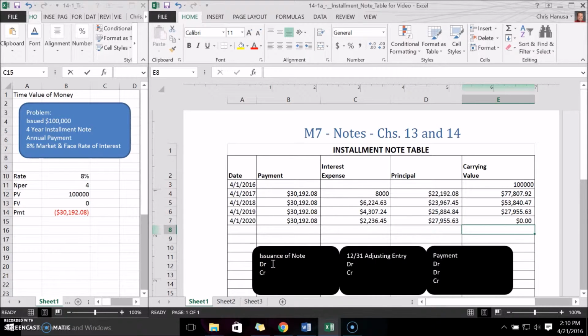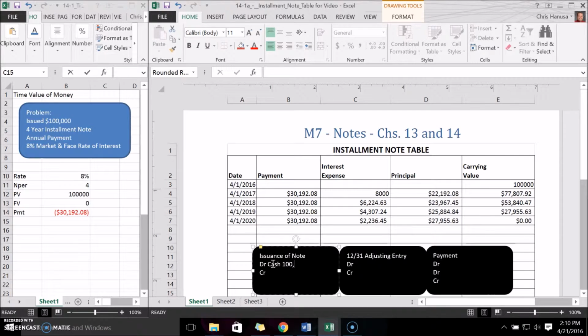Now let's think back a little bit, and throughout this note we can think of the issuance and the adjusting entry and the payment, what journal entries are involved. When you issue the note, it's pretty simple. Our cash is going up, so we're going to debit our cash. And we are receiving $100,000, and we will credit our notes payable as well for $100,000.